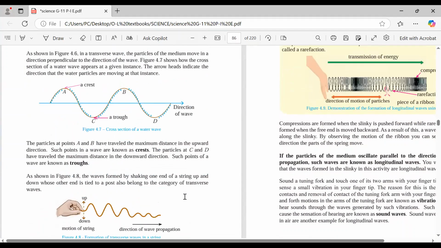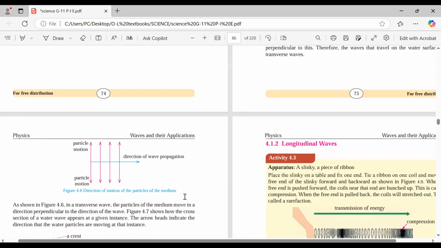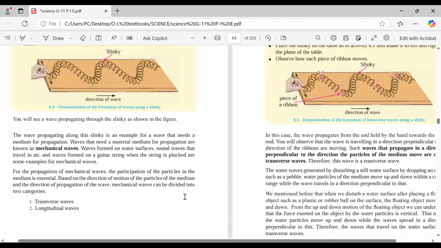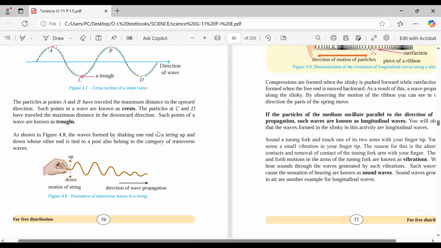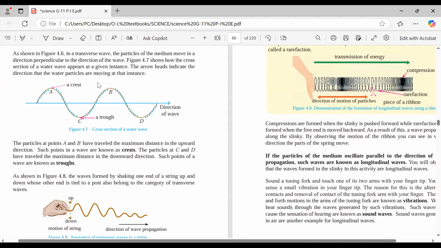So accordingly, there are two types of mechanical waves: longitudinal and transverse waves. There are certain terms, as I told you at the beginning of the unit, that you need to know, Puta. Crest and trough, right? Crest and trough.